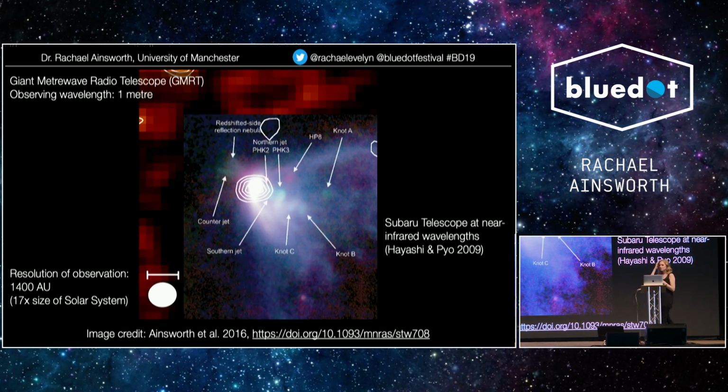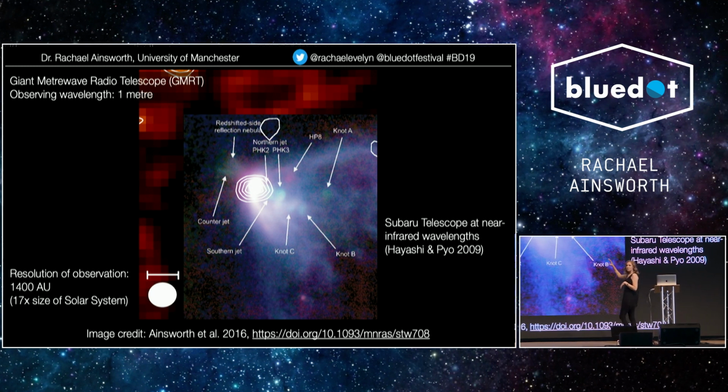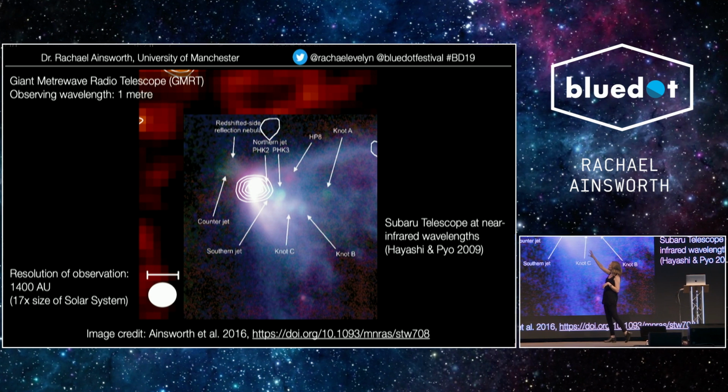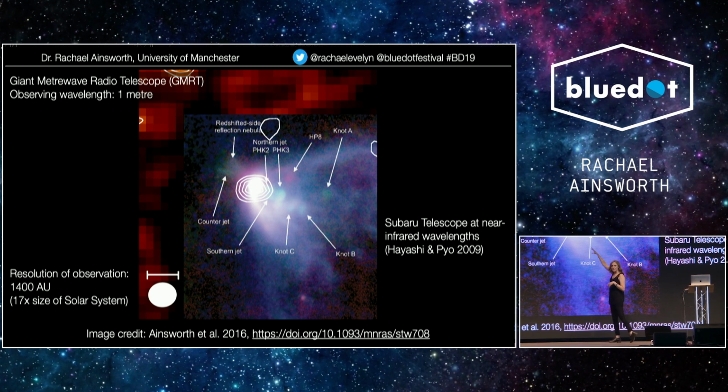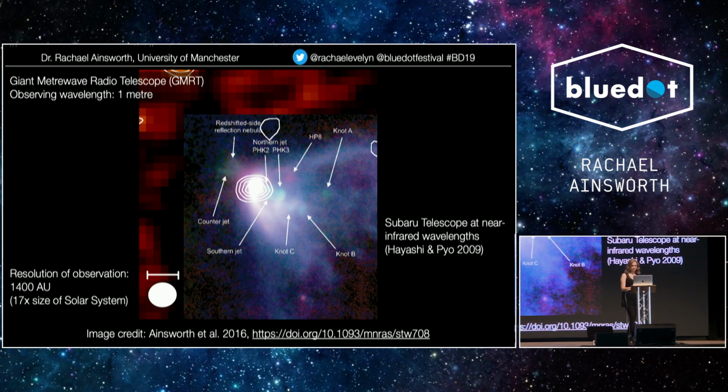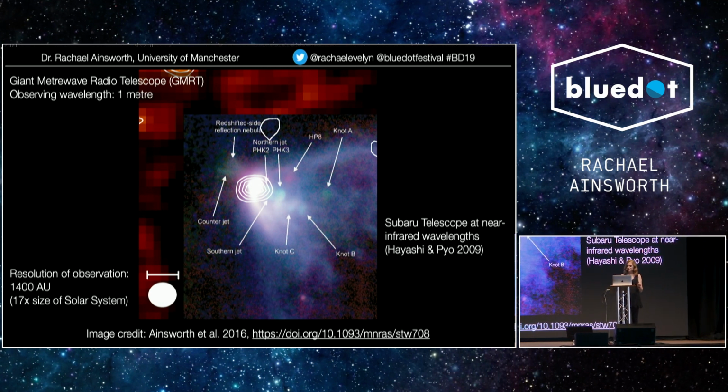So if we compare it to those infrared observations, you're not really getting that much information. The resolution is not really good enough to get into that obscured region where those stars are being born. So how can we get past that?